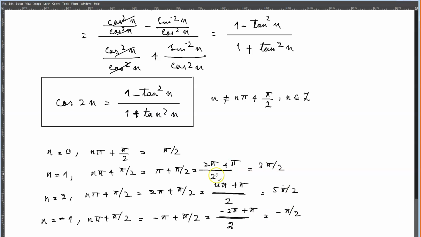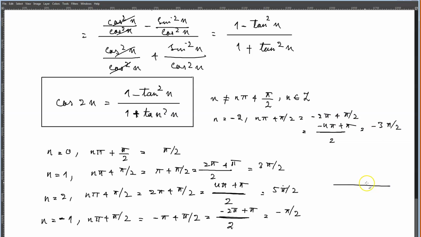And if, for example, n is equal to -2, then n pi plus pi by 2 is equal to -2 pi plus pi by 2, which is equal to -4 pi plus pi, which is -3 pi by 2. Meaning that if I am at -2 pi, which is going in this direction on the circle and ending up over here, that's -2 pi. Now -2 pi plus pi by 2, you will end up at -3 pi by 2 right here.